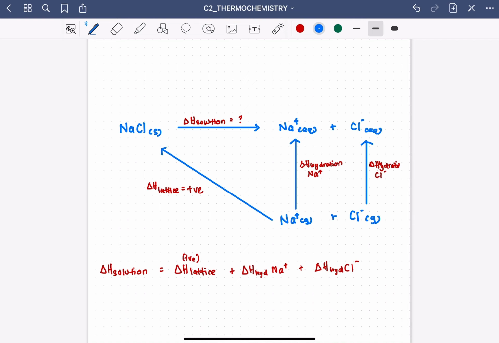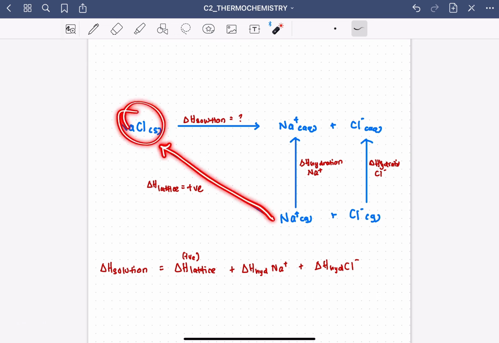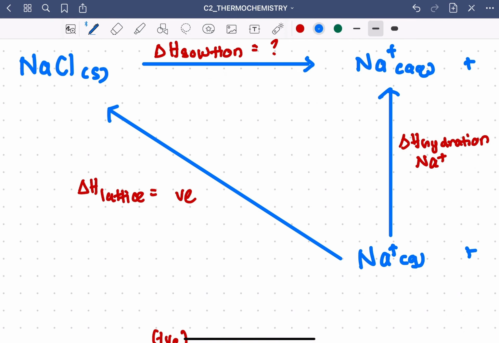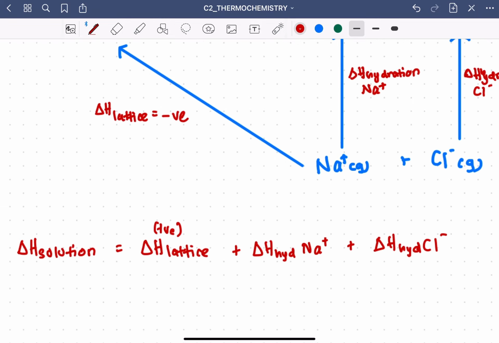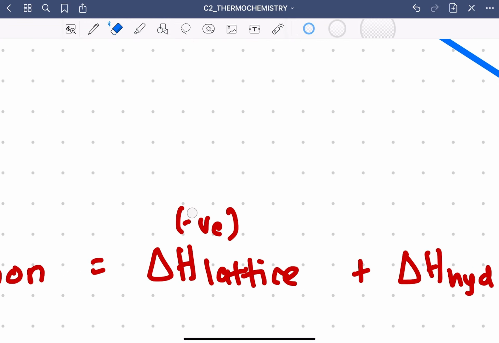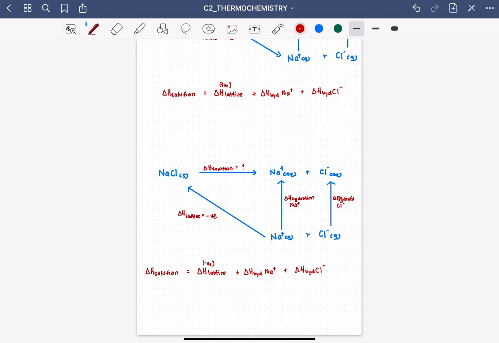Okay, so I make it reverse. Yes, it is possible, but in this case you have to understand. If you make the arrow going from gaseous ion and forming sodium chloride, therefore the lattice should be negative. Okay, and why is it negative? Because you need to release heat to form the solid ion. Okay, and therefore this one should be negative value. Hydration and chloride will stay just the same.